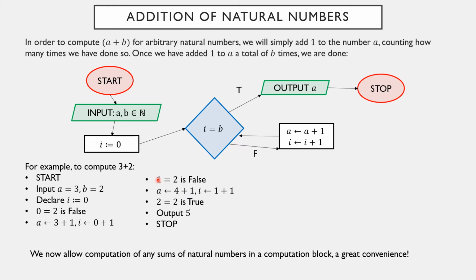So anytime we have two natural numbers, go ahead and add them together as a single computation node rather than replicating this entire structure. But remember, the only computation we started with was adding 1. And we've now managed to use that single, very simple operation to build up something a little more complicated, add any two numbers together.